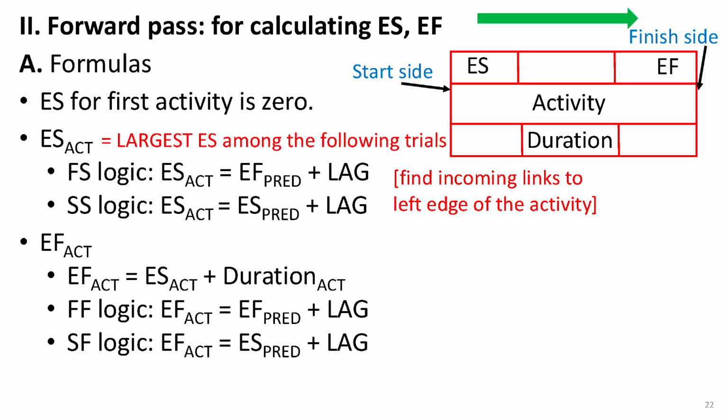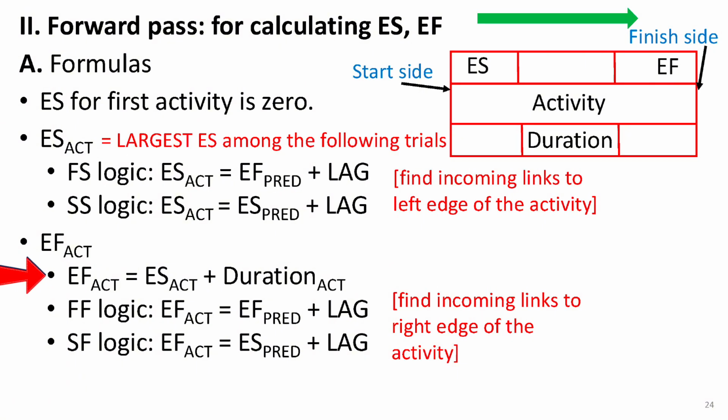Now, let's move on to early finish, EF. Naturally, this depends on the activity duration. The longer the task takes, the later it can finish. So, the early finish, EF, is simply the early start, ES, plus the duration. Just like with early start, we also need to identify all predecessors, but this time, we focus on incoming links to the right edge of the activity, or the finish side.